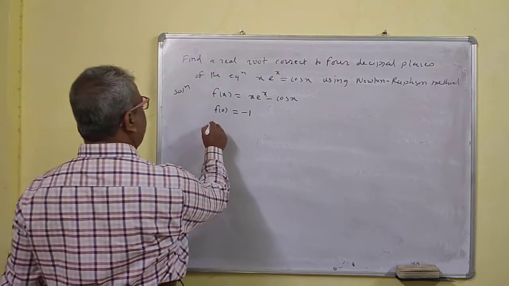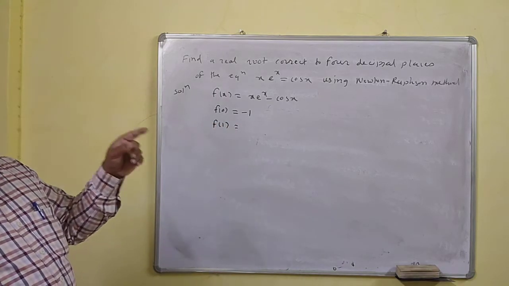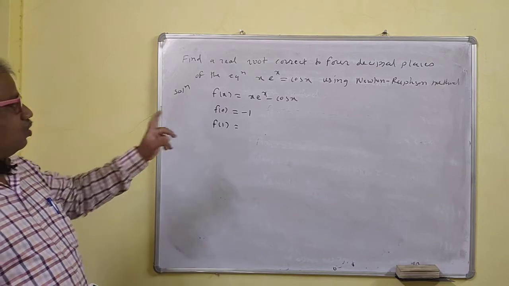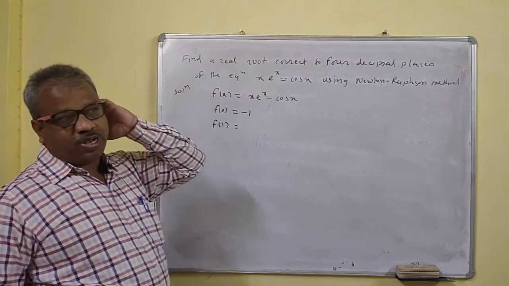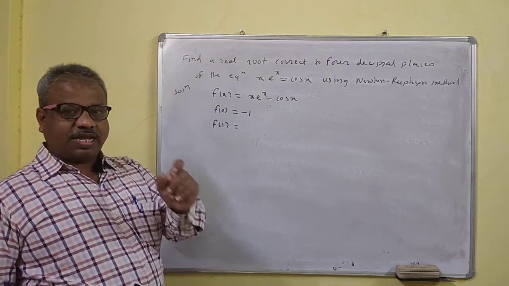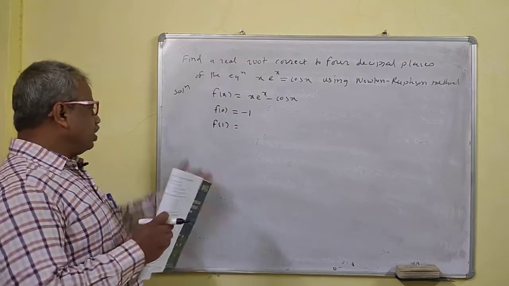So now we'll find f of 1. Because here the initial root is not given, therefore what we have to do? You have to find a and b in such a way that f of a into f of b is negative. And we are taking any value that lies between those 2 points a and b. Okay, so that we'll see.